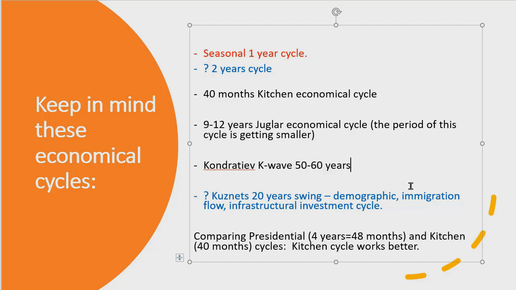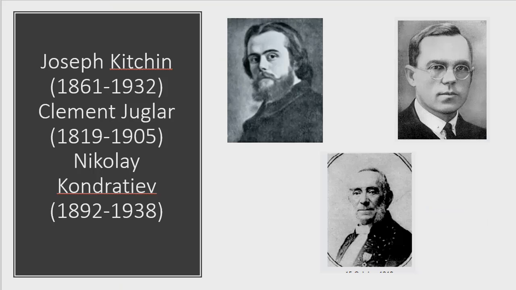I also did research comparing the presidential cycle, the US presidential cycle. This is a 4-year cycle, and the Kitchin cycle is 40 months, but I have found that the Kitchin 40-month cycle works better than the presidential cycle. So I recommend to use the Kitchin cycle instead of the presidential cycle. The Kitchin cycle works better. Now the pictures.